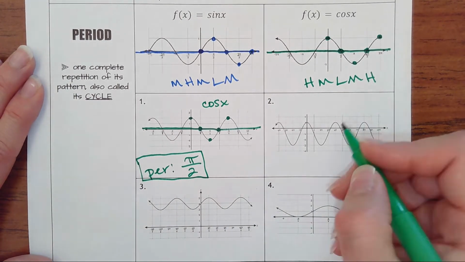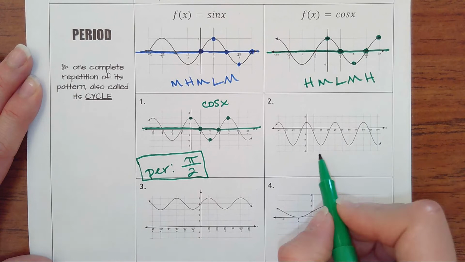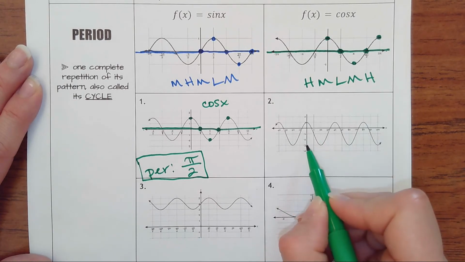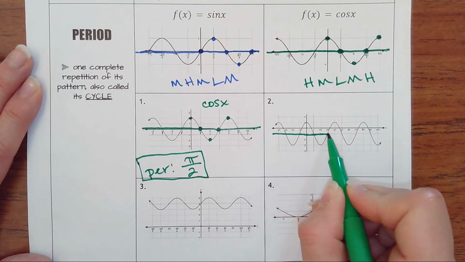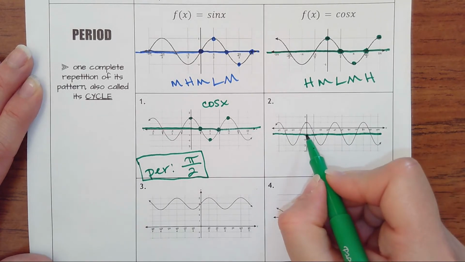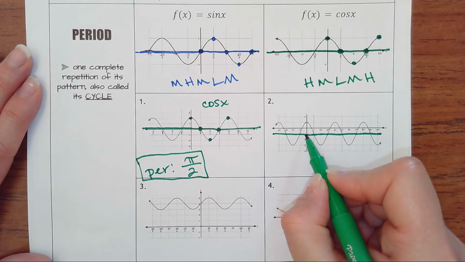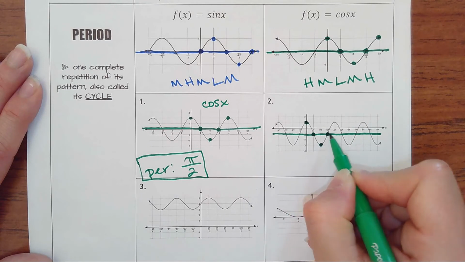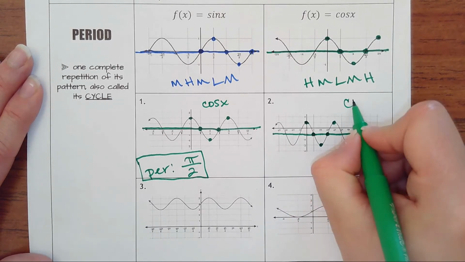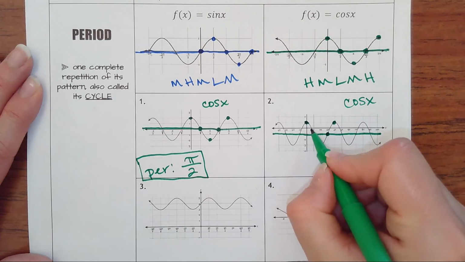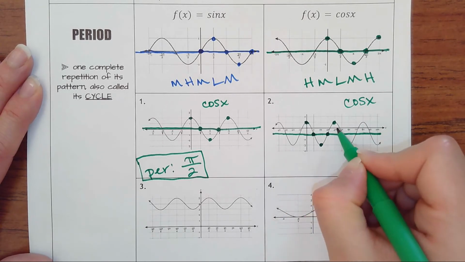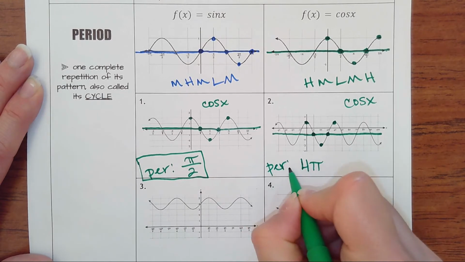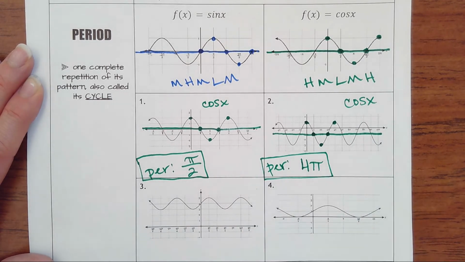All right, number 2, we'll always start on the y-axis. Let's find the midline of this one. Bottom goes to -3, top goes to 1. That would put us at a midline of -1. That helps me. So am I starting at the midline? No. I'm starting high, middle, low, middle, high. So again, this is a cosine graph. Here is one repetition or one cycle, and it looks like it stops at 4 pi. So every 4 pi, it would repeat its pattern.